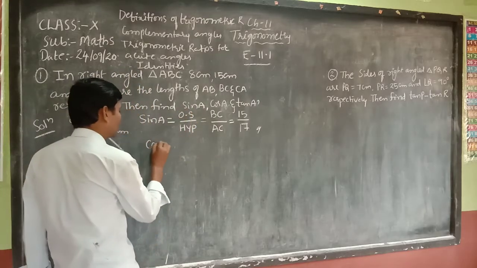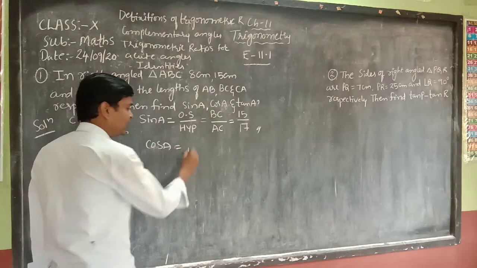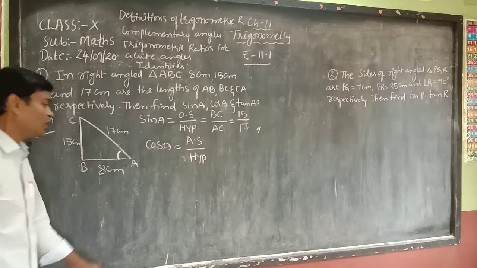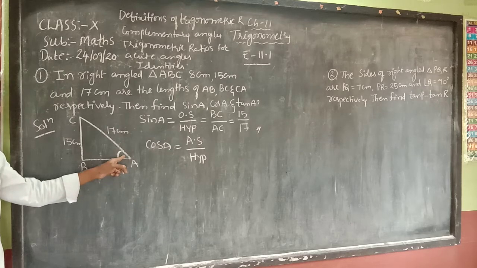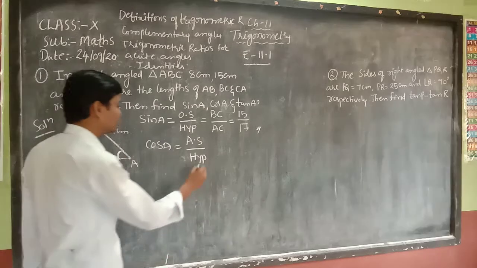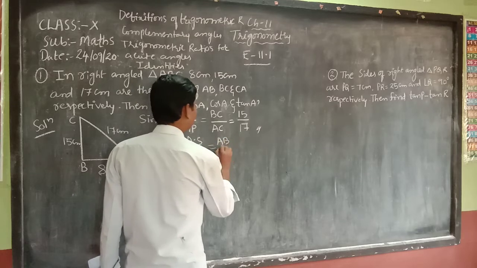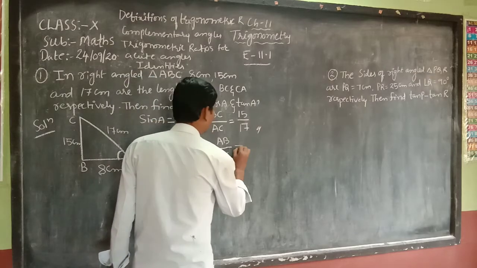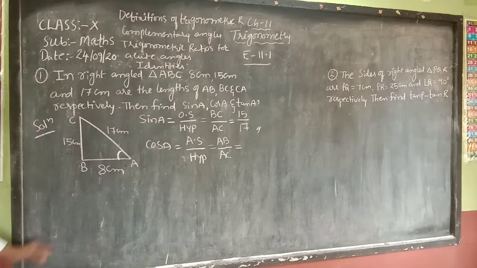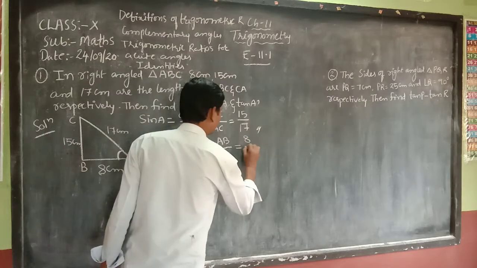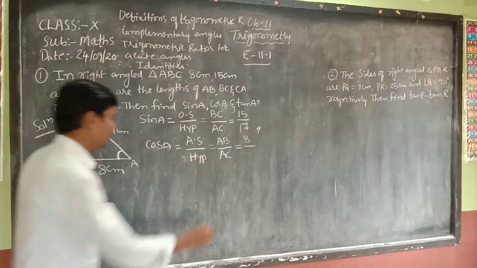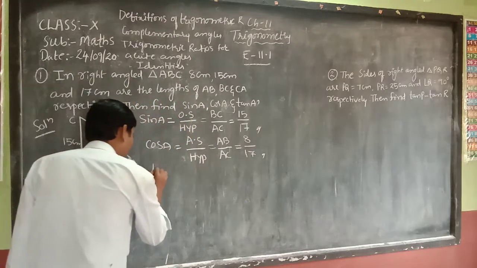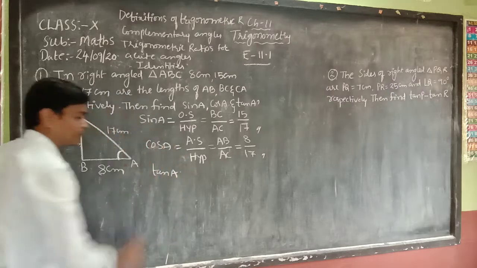Let us go to the second one, cos A. What is the formula for cos A? Adjacent side by hypotenuse. What is the adjacent side for angle A? AB is the adjacent side. What is the hypotenuse? AC is the hypotenuse. Very good. And the value of AB here is 8 centimeters by 17 centimeters. This is cos A. Finished.